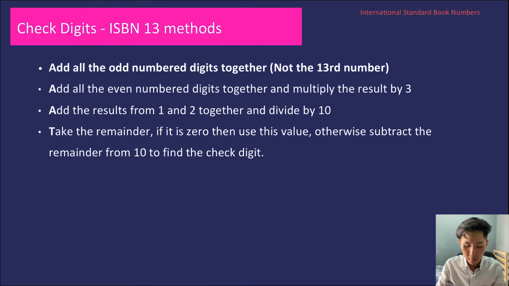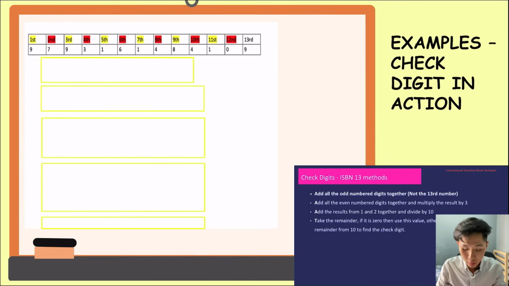So let's look into a real life example. This is the algorithm used by the ISBN method. Let's go straight into our example here. So imagine that these are all the digits of a barcode, and this is our check digit.